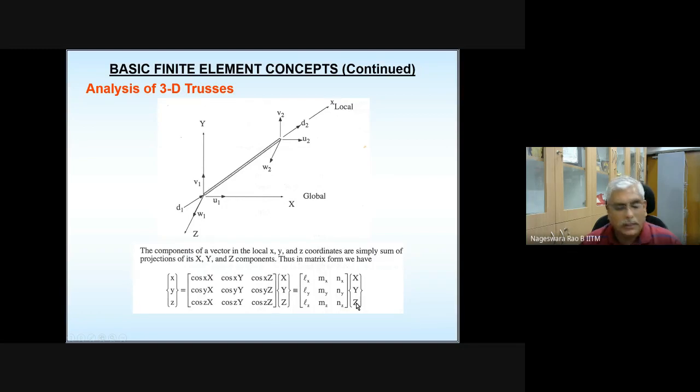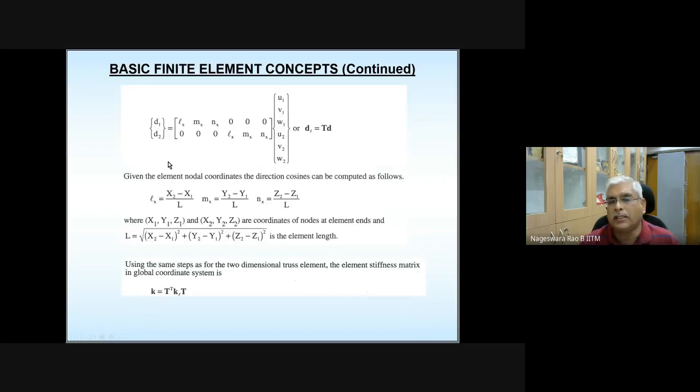Okay. Let me complete within 1 minute. Okay. And this is the relation. That's why once you understand for plane trusses, you can easily extend for 3D trusses. And these are called direction cosines. Lx, Mx, Nx are called direction cosines. They can be calculated like this.